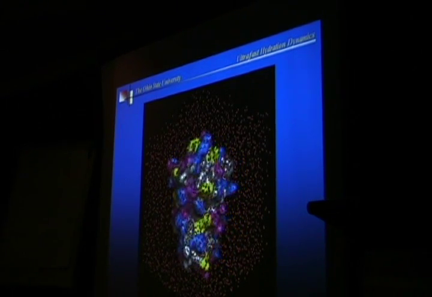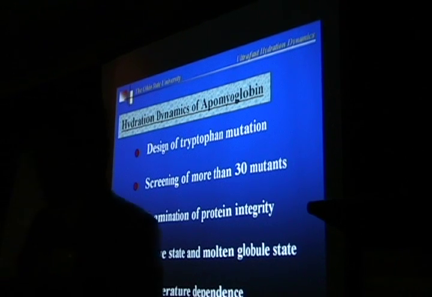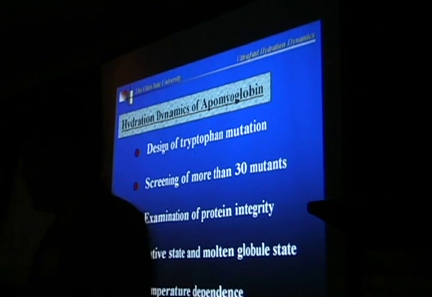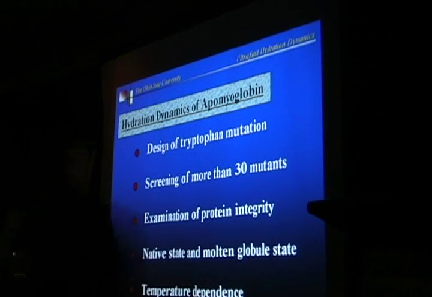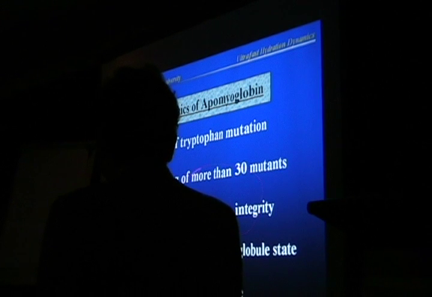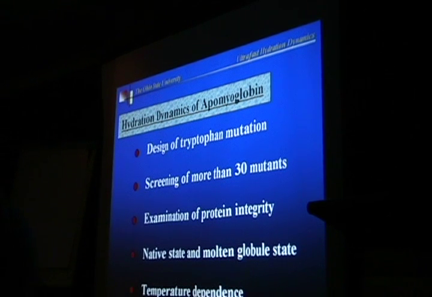From the 40 mutants, we only get roughly 15 or 16 that are good, and half of the mutants are quenched by the surface. It's not a nanosecond lifetime, so we get rid of those. So we only take 15 mutants in the A, B, C, D, E, F, G, H helices, and then we do the solvation. So first we design mutants, we need to screen, and also we need to examine the protein integrity, right? Is the protein folded or not folded? You need to check all these things.